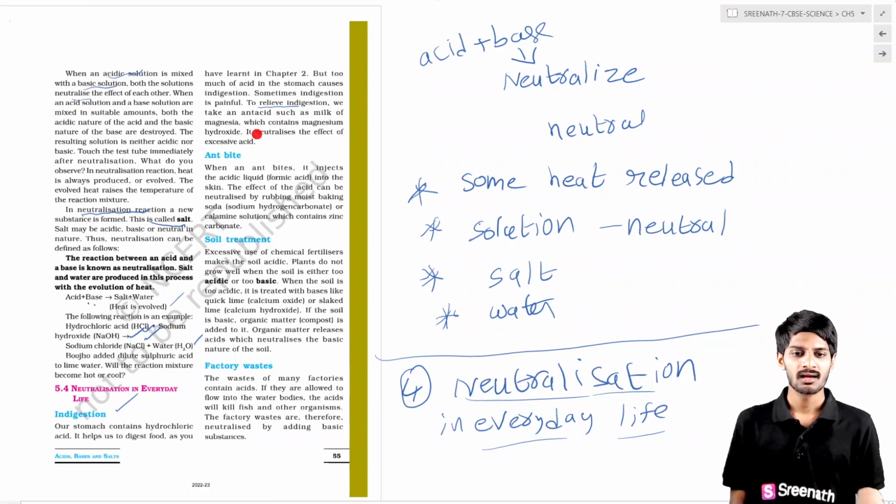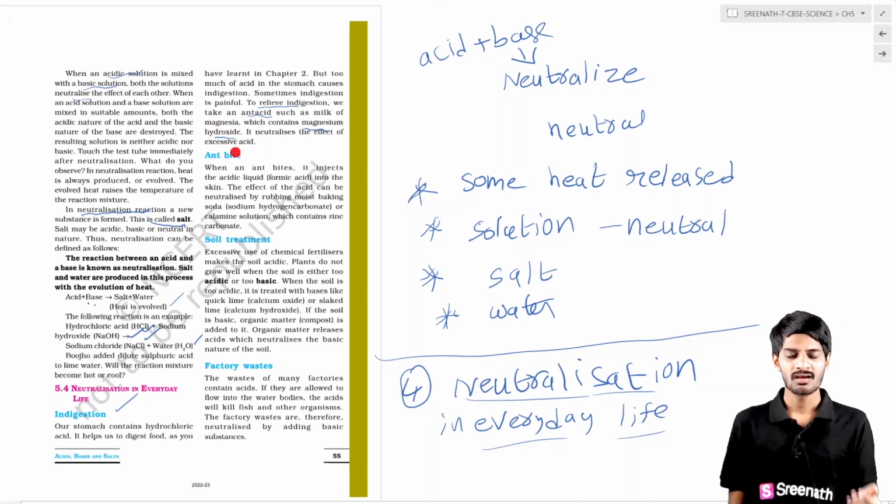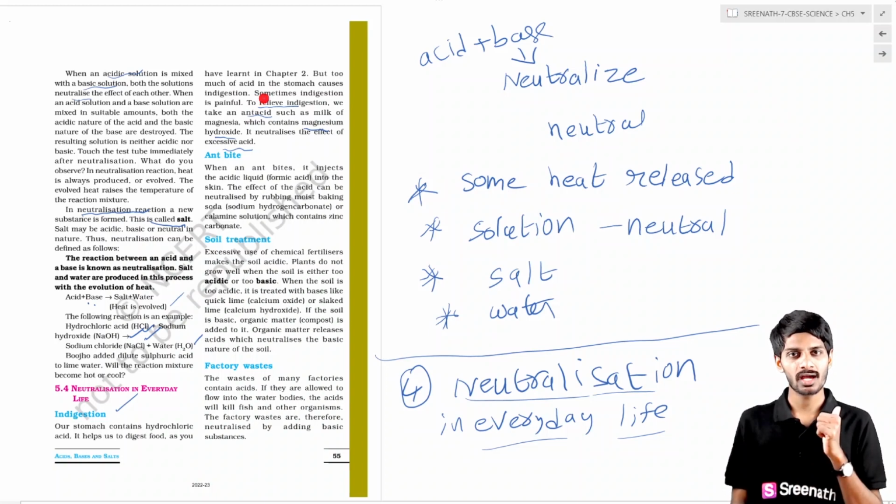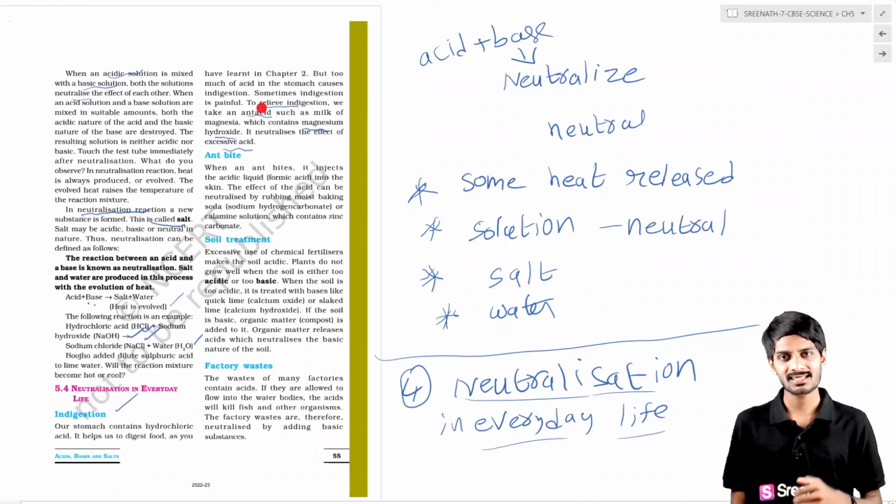So what is the one we are using here? Antacid. Anti means opposite, and antacid is such as milk of magnesia, which contains magnesium hydroxide. What does milk of magnesia contain? Milk of magnesia contains magnesium hydroxide, which is a base. Due to this, the effect of excessive acid will be neutralized, so that our indigestion problem will be removed. We will be healed. So this is the first condition in our everyday life. We are neutralizing the HCl, hydrochloric acid, in our stomach.